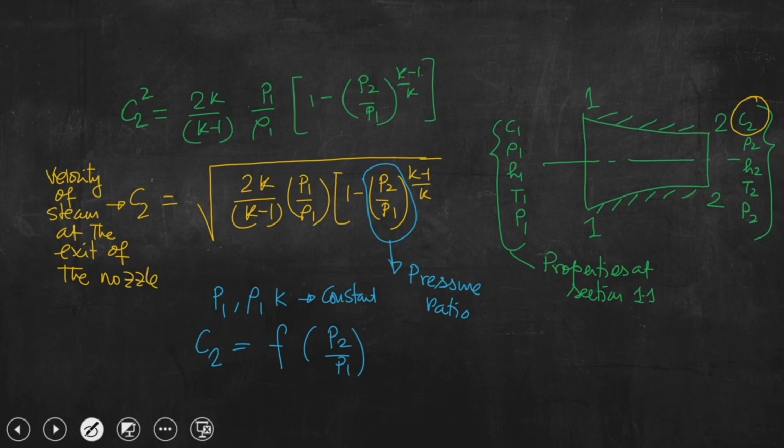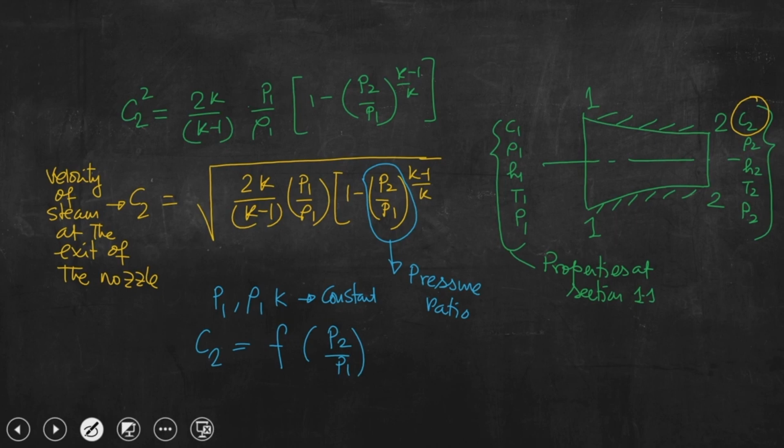So, why not look at the value of P2 by P1 for which the velocity of steam at the exit of the nozzle should be maximum. Try to recall exactly what we have discussed in one of the previous classes, that the velocity of steam at the exit of the nozzle is very important. In fact, the steam turbine is the assemblage of flow nozzle and turbine blades.